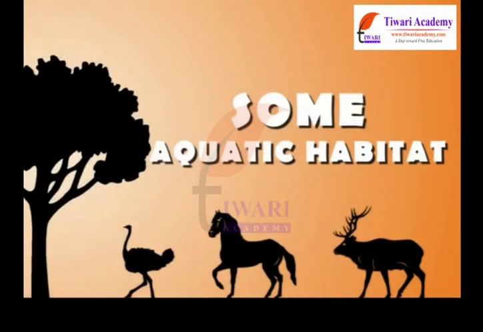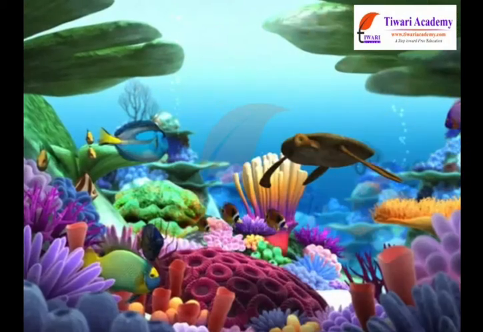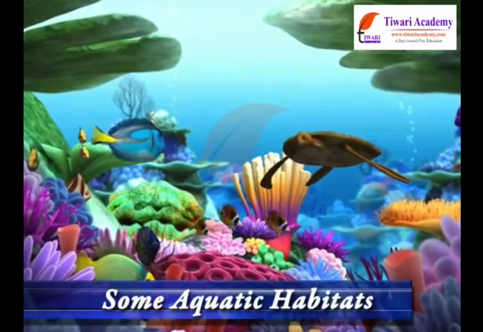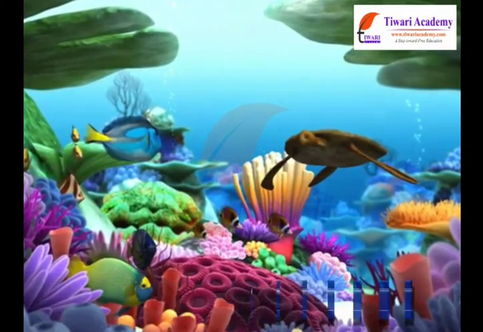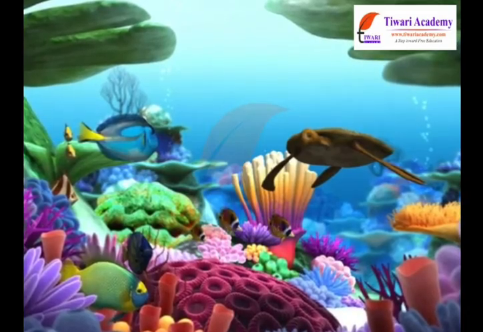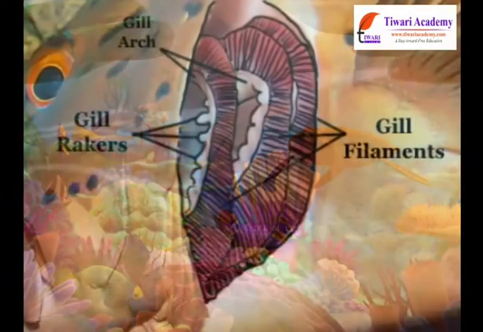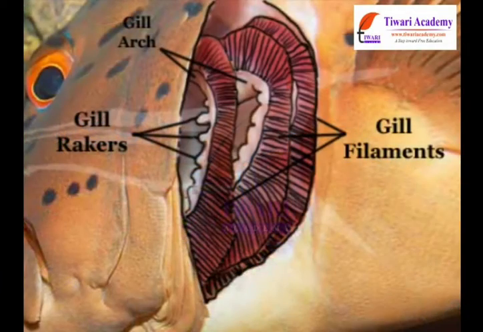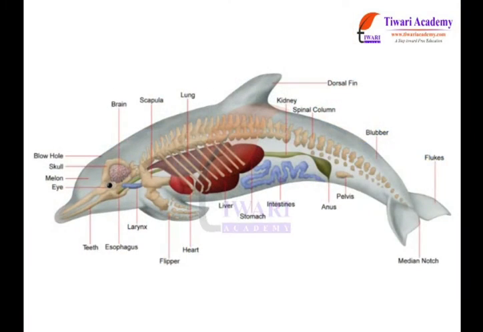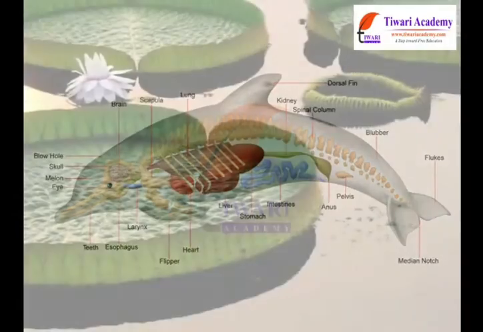Some aquatic habitats. In aquatic habitats, animals have a streamlined body to move in water. They have gills to take in oxygen dissolved in water. However, dolphins and whales do not have gills. They breathe through nostrils or blowholes, which are present on the upper part of the body.